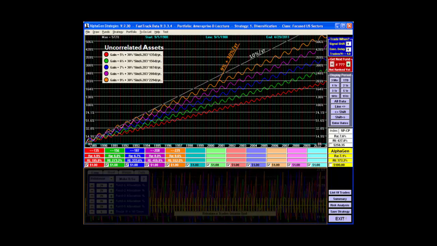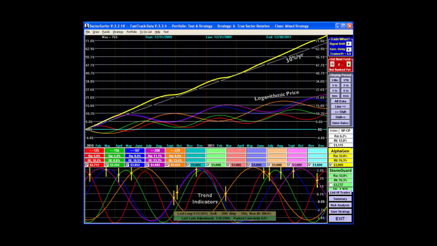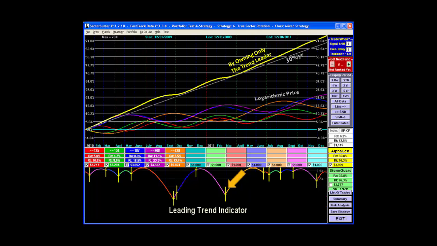Now let's do trend following with all of those sinusoidal funds that we saw before. First, we'll zoom into a 2-year interval. Here we see the synthetic sinusoidal funds above and their corresponding trend indicators below, where each yellow hash mark indicates a trade to a new fund when it becomes the trend leader, and producing this result by owning only the trend leader. If you think of these funds as market sectors, we are truly rotating from one sector to the next, hence the name true sector rotation.